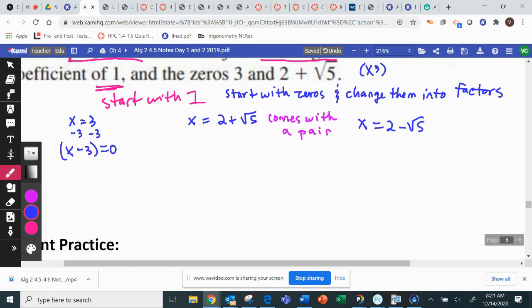Okay, so we have to make both of these zeros into factors. So I'm going to subtract 2 and subtract square root 5 from both sides. I get x minus 2 minus square root 5 equals 0. Same thing on the other one. I'm going to minus 2, and then I'm going to add square root 5. So I get x minus 2 plus square root 5 equals 0.